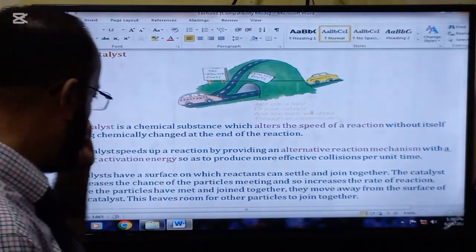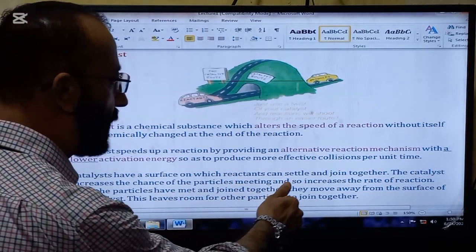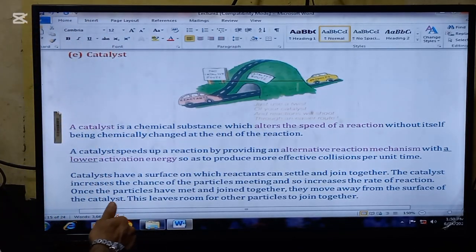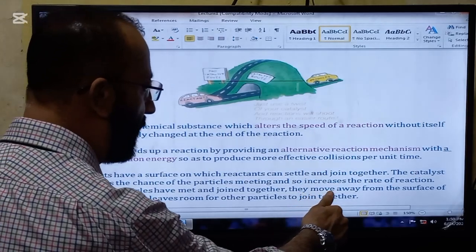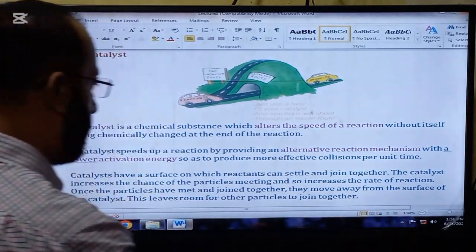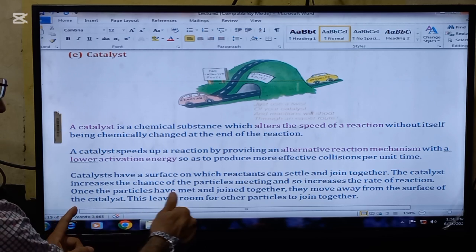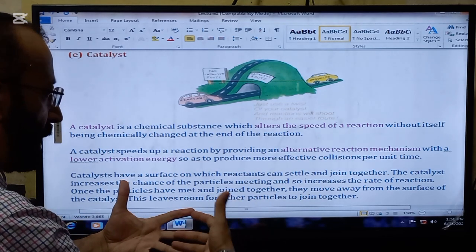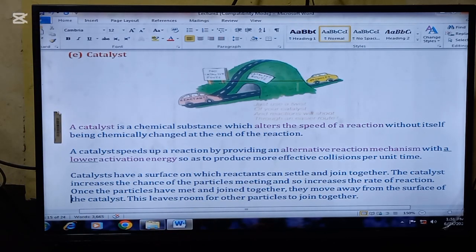Catalysts have a surface on which reactants can settle and join together. The catalyst increases the chance of the particles meeting and so increases the rate of the reaction. Definitely the catalyst increases the chance of the particles meeting, so when they meet more, there will be more chances of successful collisions.